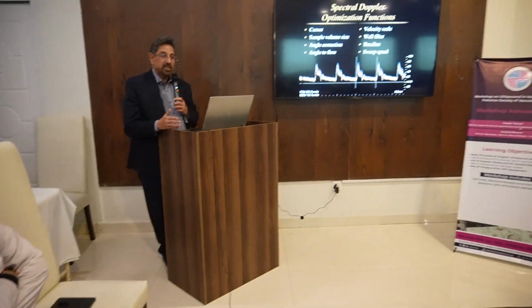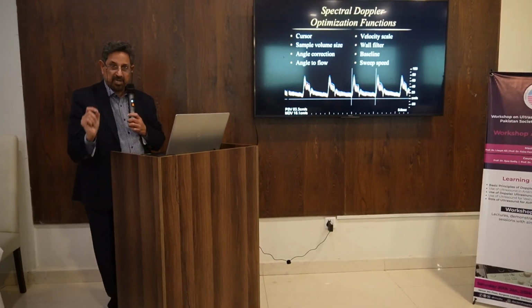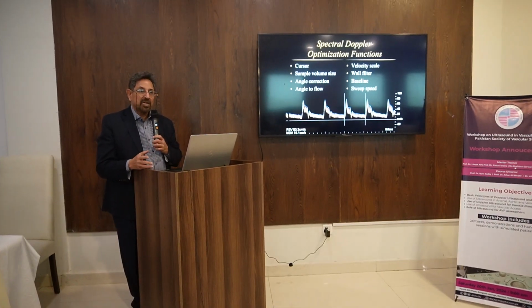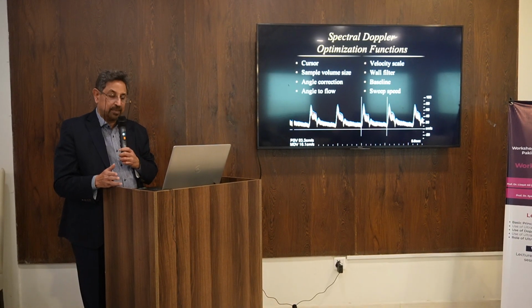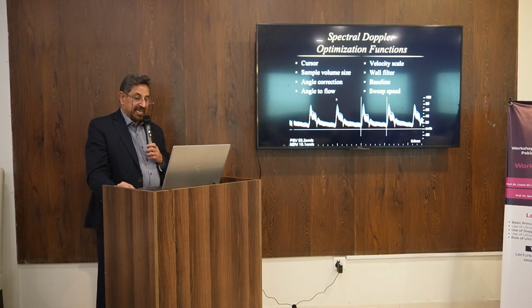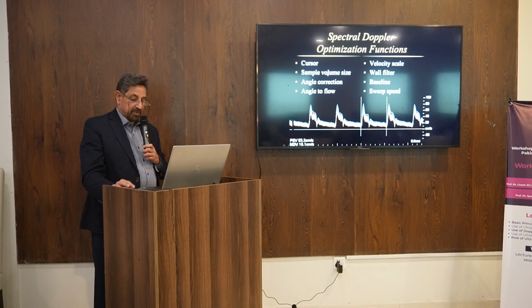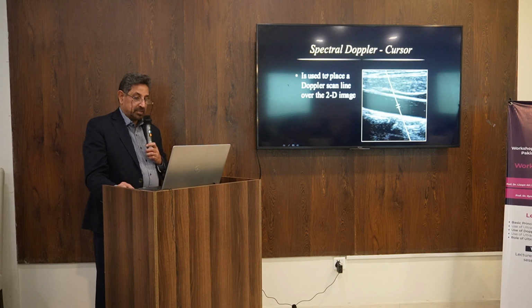So how to optimize your image? We have talked a lot about all these things, how to play with the keys and knobs to get a very good, nice, crisp image. How to deal with turbulent flow, a vessel behaving like an angry snake. How to manage that vessel, so you get this nice, crisp image. So we have these points: cursor, sample volume, a lot of things. I will touch on all of these.